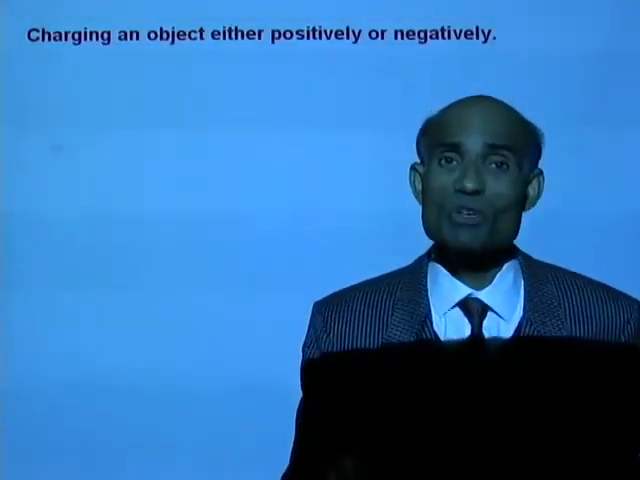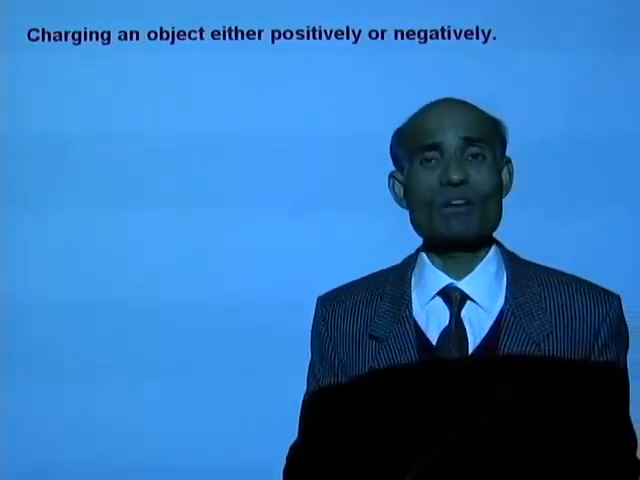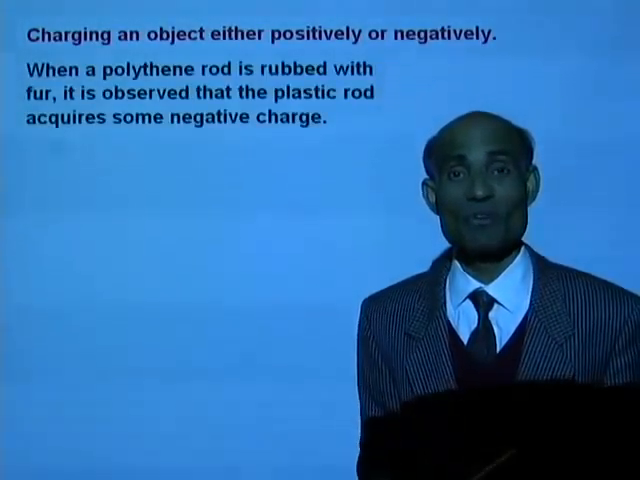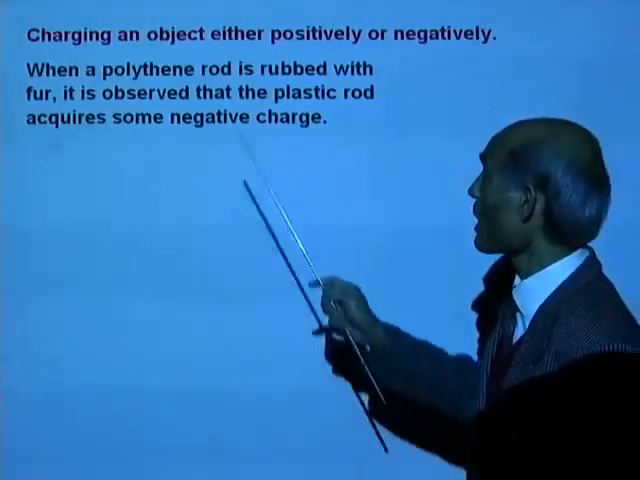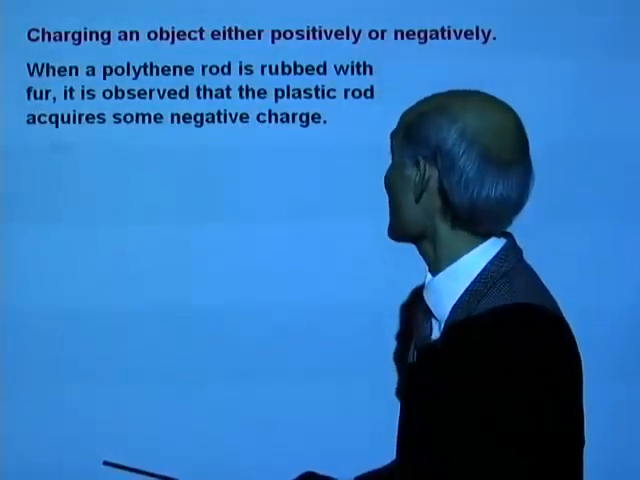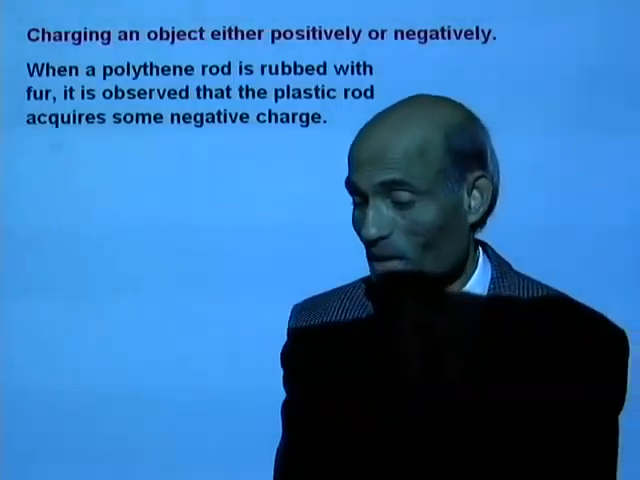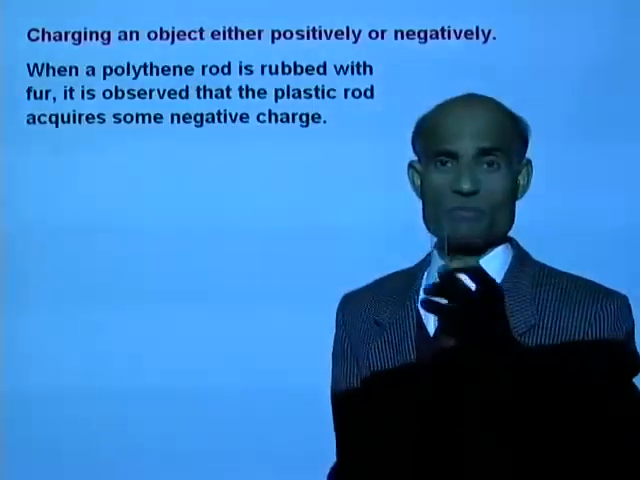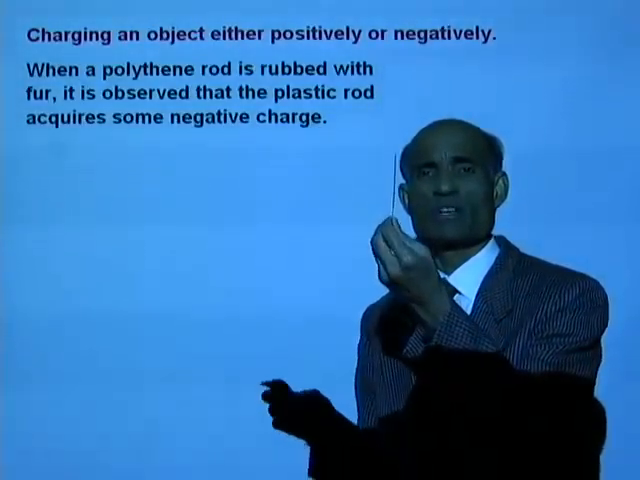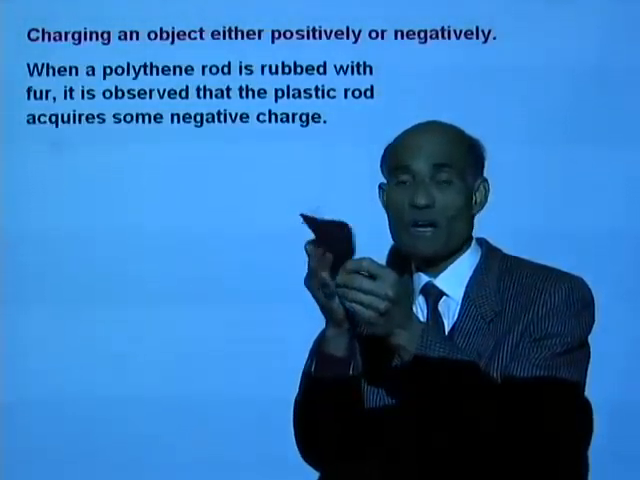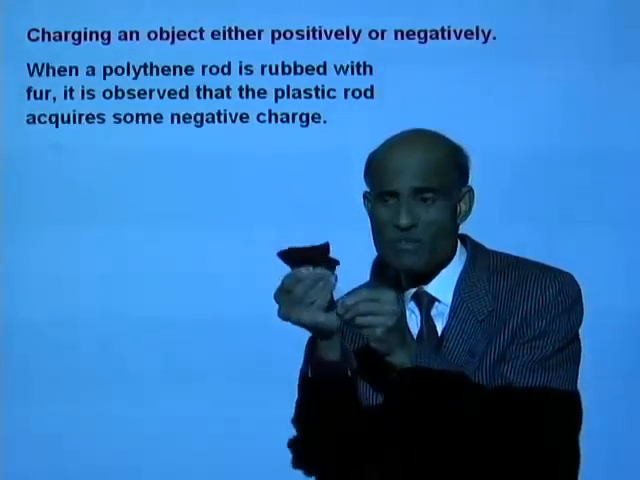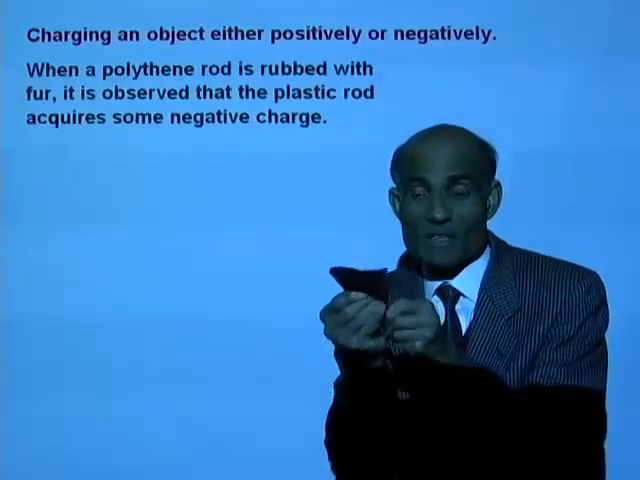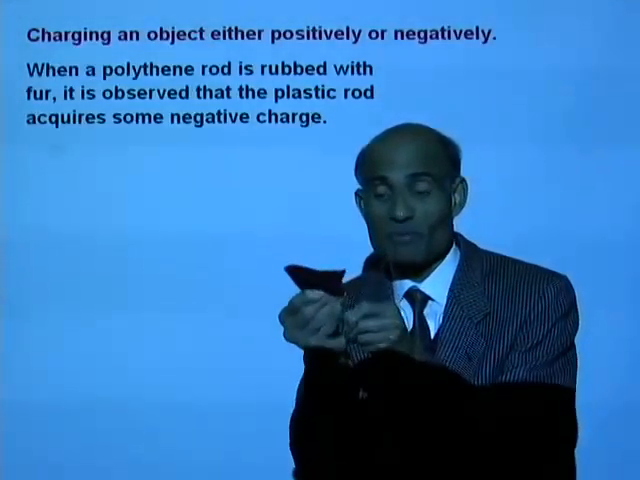Well, how do we charge an object either positively or negatively? That's what we discussed so far today. Now, when a polythene rod is rubbed with fur, that is another way of charging an object. This is a polythene sheet. If I rub it with fur, rub it very, very well, the same phenomenon can happen.